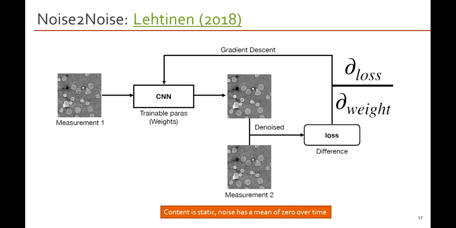Another route is a method where I take two different noisy images of the same scene, and I use the fact that my content doesn't change over time, but my noise does, and it should have a mean of 0 over time. So if I take my denoised image produced by my generator, and subtract off a measurement with a different noise in it, I should be able to train a model to learn how to minimize that noise that isn't accounted for in my generator.